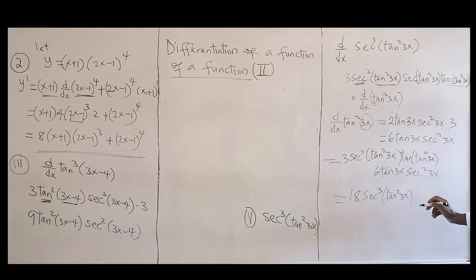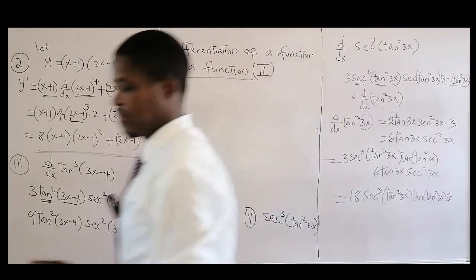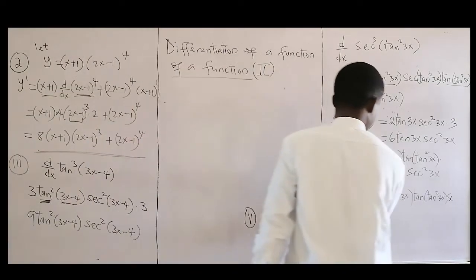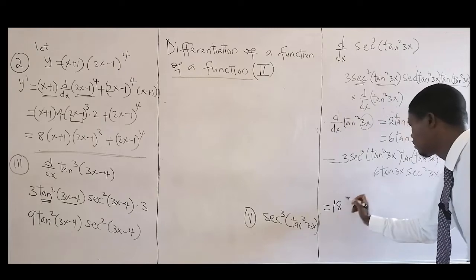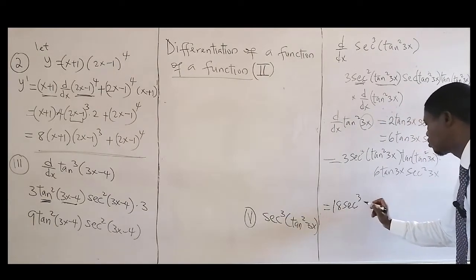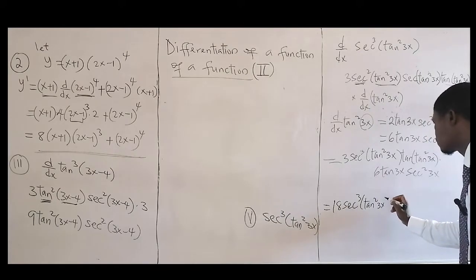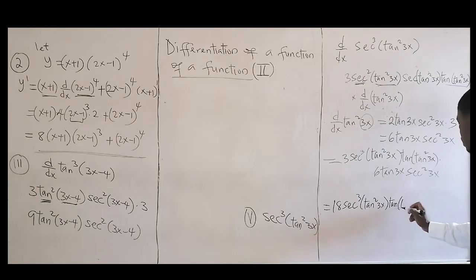I want to have a single line. So this will be equal to 18, 6 times 3, 18, sec cubed of the function, tan squared 3x, followed by tan 3x sec squared 3x. So that's the answer to that problem.